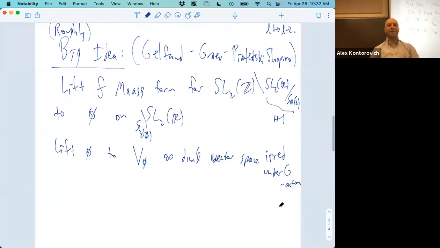And how do you do this? Well, you should tell me how to do this, because it's the only thing you could possibly do. So you have a function f. f takes things in the upper half plane and gives you complex numbers. f is invariant under SL2Z.